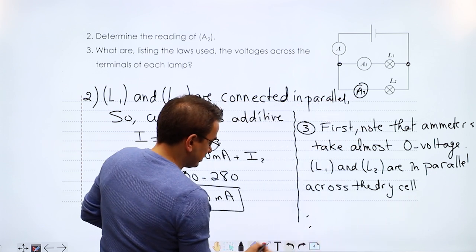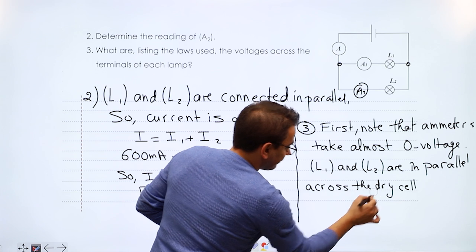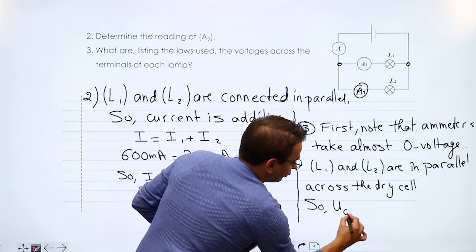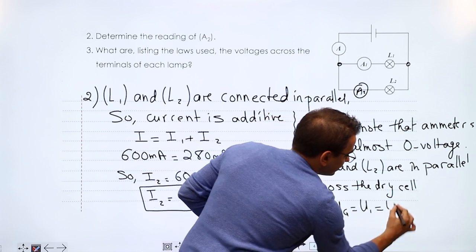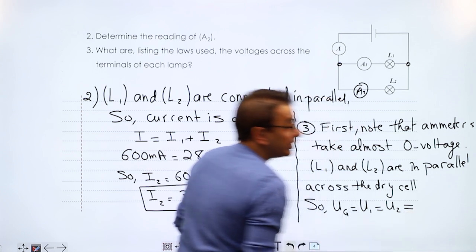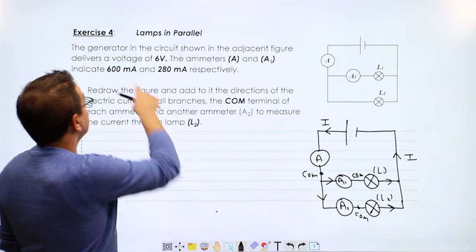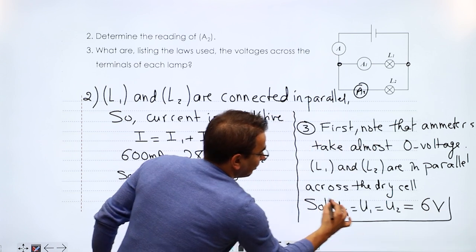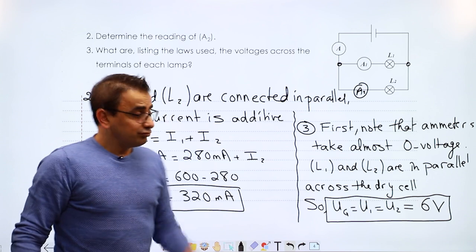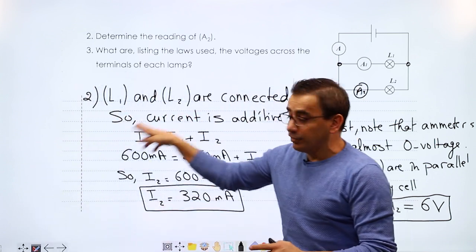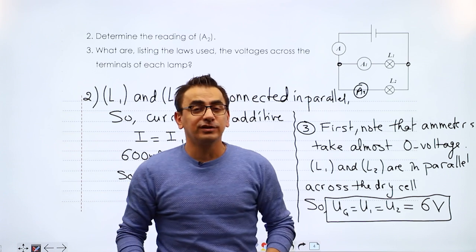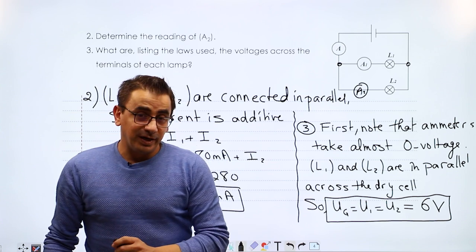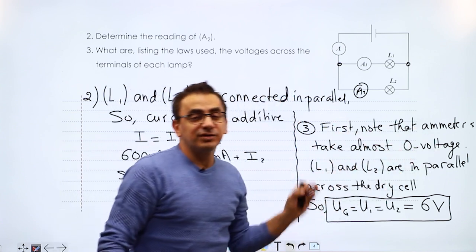Okay, I'll erase these parts. So, voltage of the generator, UG, equals U1 equals U2, equals the generator's voltage, which, if I'm not mistaken, is 6 volts. Yes, it is. Equals 6 volts, and I'll frame my result. Okay? So parallel connection demonstrated first for current addition, second for voltage unity. Law of addition of currents in parallel, law of unity of voltage in parallel. And notice I added the idea of ammeters taking no volts.